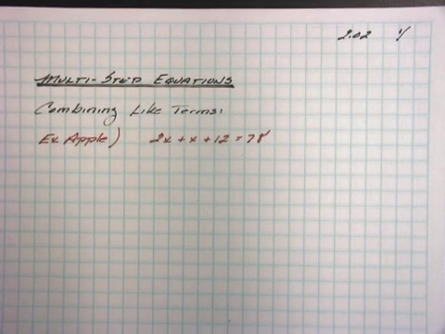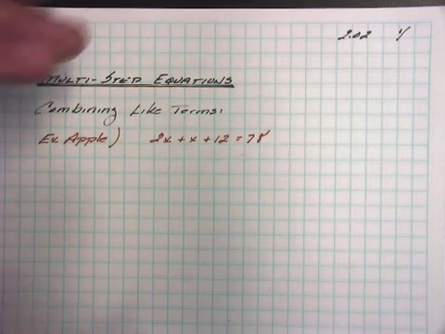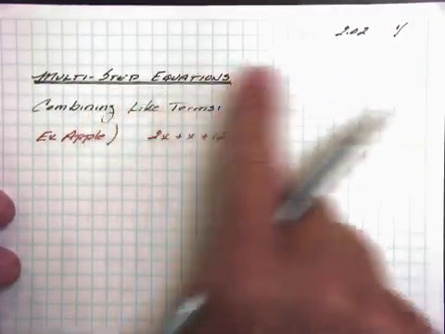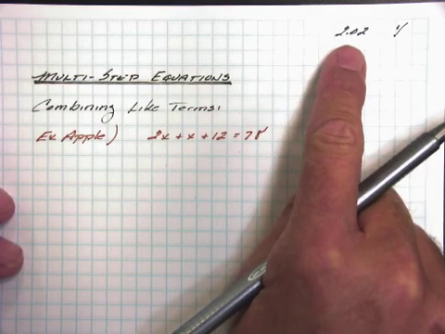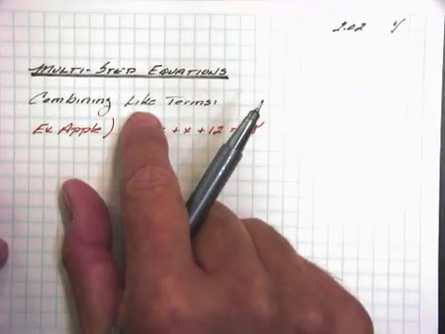Right, guys, let's get into the next one. We've done single-step equations and we've done two-step equations. Today we're doing multi-step equations. And this is section 2.02. And we're going to start with combining like terms.